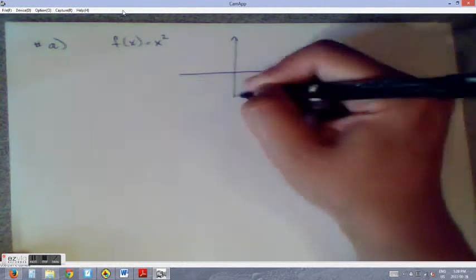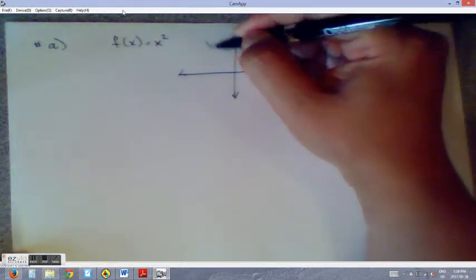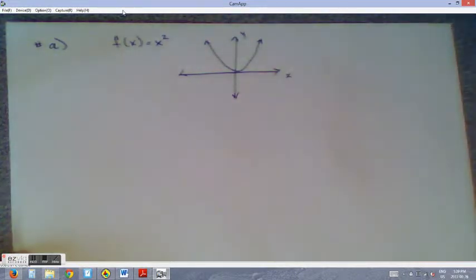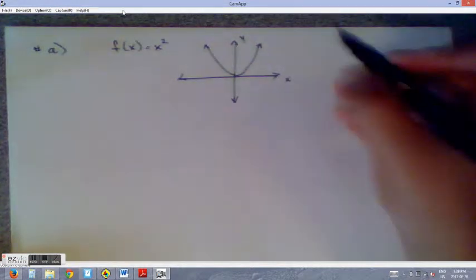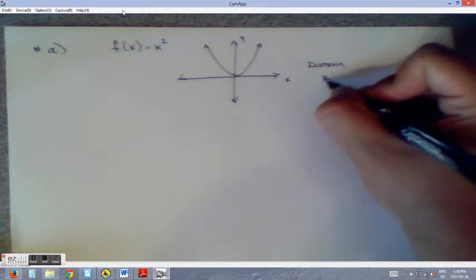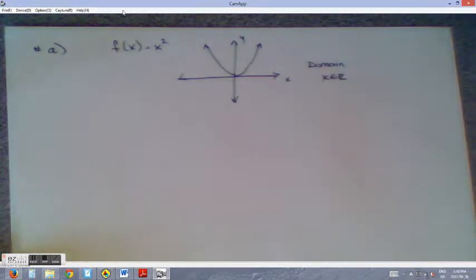Let's first take a look at number 1a, in which we want to state the domain of the function f(x) = x squared. I'm just going to give you a quick sketch because I think that'll help. We all know x squared as being a parabola, so I'm just going to sketch it quickly like this. This is your y, this is your x. You'll notice that it exists for all values of x. So that means the domain is that x belongs to the set of real numbers, x ∈ ℝ.